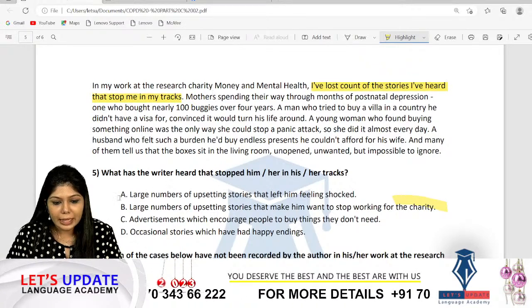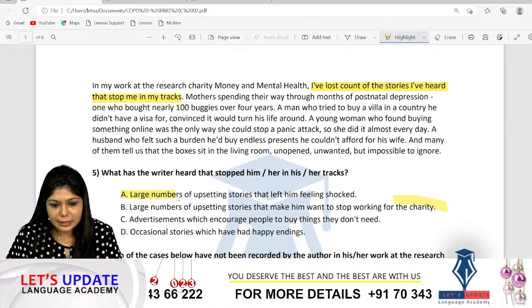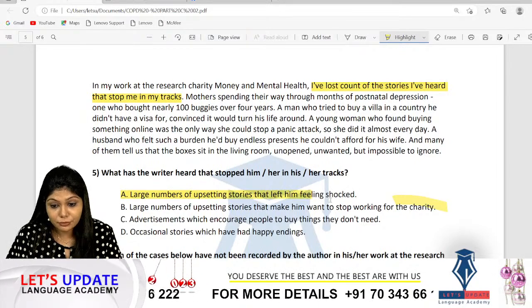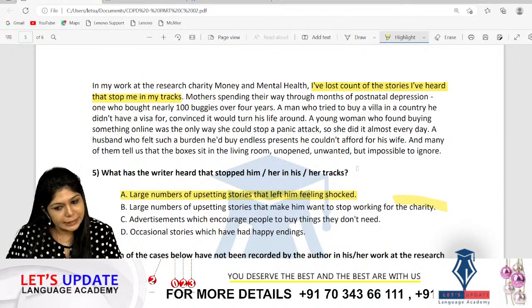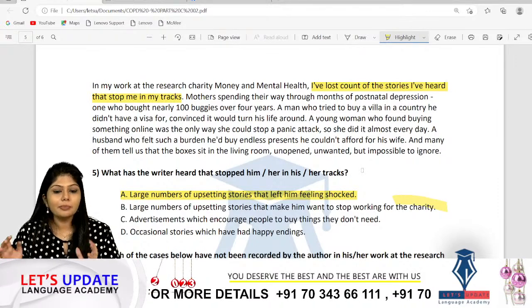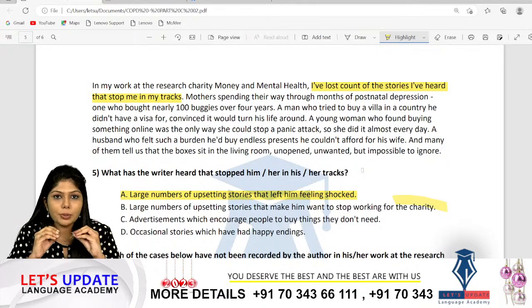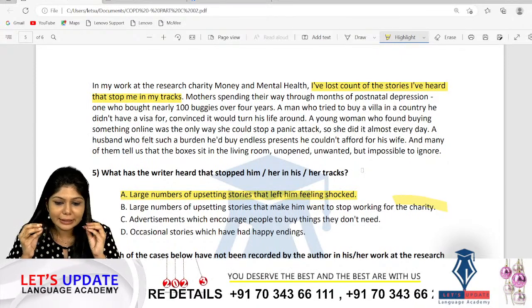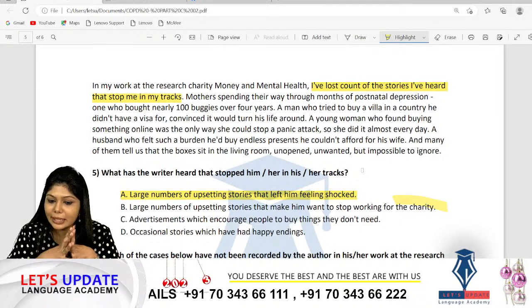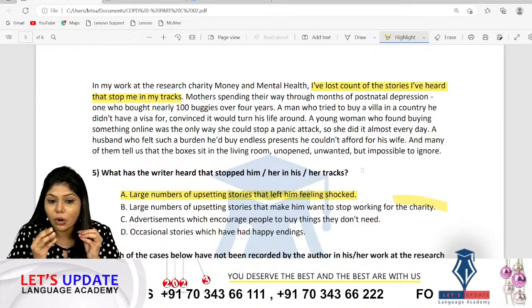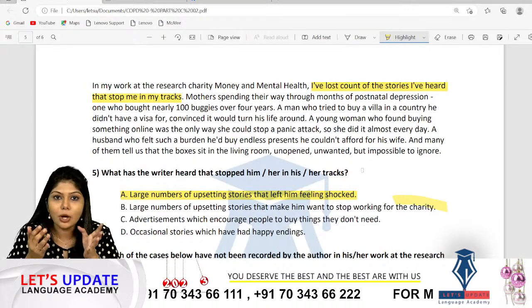Yeah. And the answer is large number of upsetting stories that left him feeling shocked. Okay, so that is the answer. But see, there are two options, A and B, which actually hint the same. But there is a slight difference. That is large number of upsetting stories that left him feeling shocked, and that is why he stopped in his tracks.